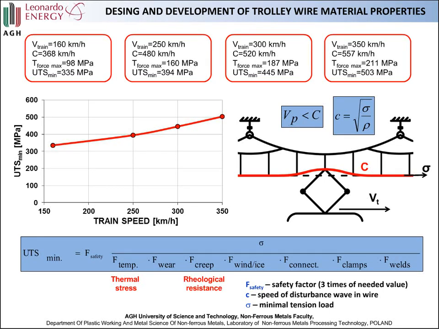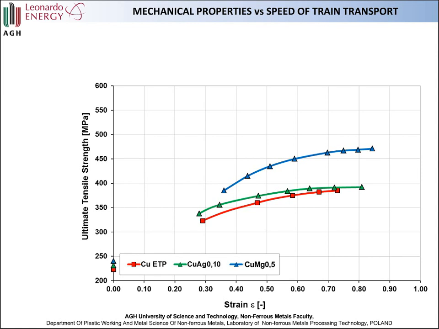On the next slide, I've shown three different work hardening curves of three different materials: CuETP copper, marked with a red line, CuAg with 1000 ppm of silver, marked with green color, and also copper magnesium with 0.5 magnesium. The blue region on the characteristic shows the typical strain of the wire produced today.